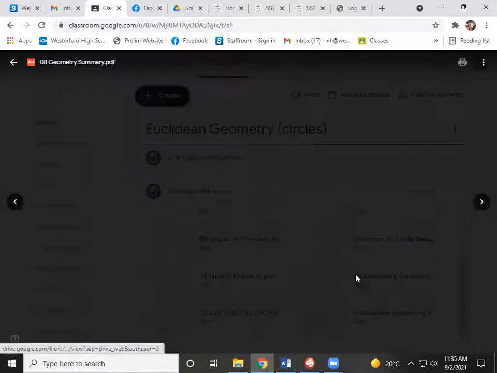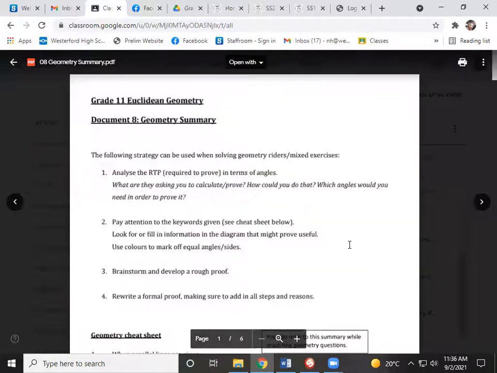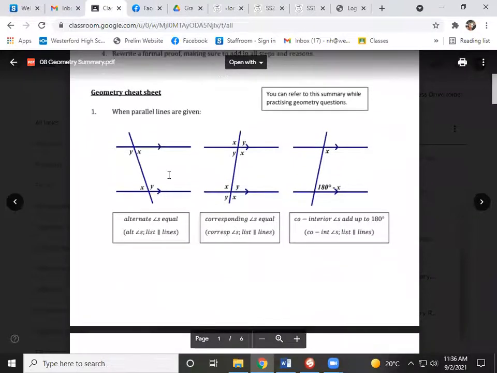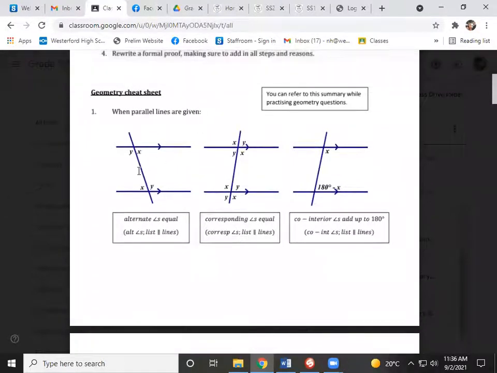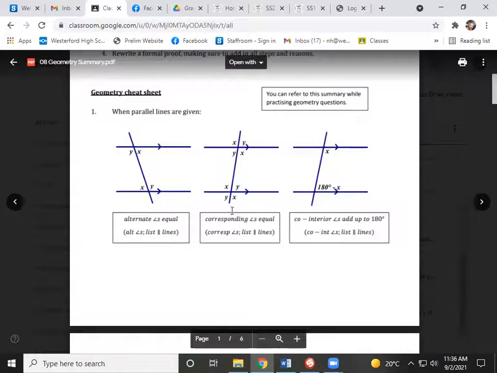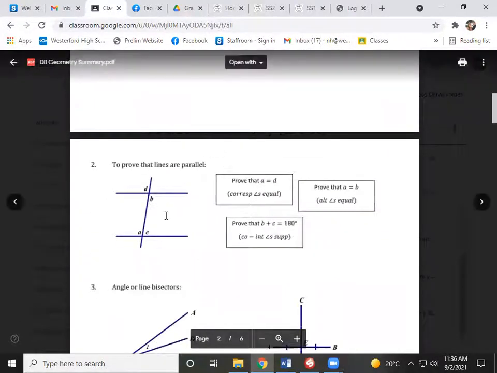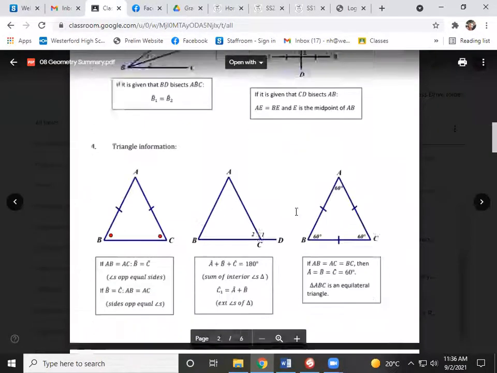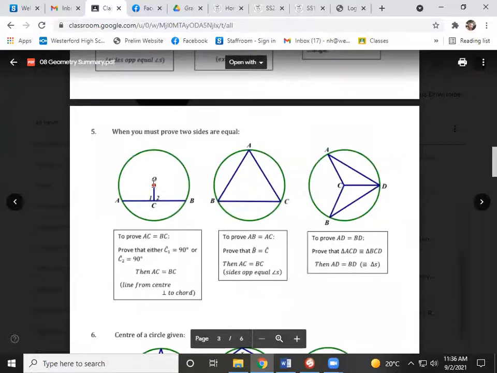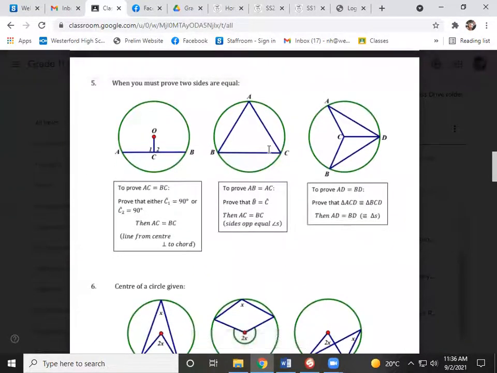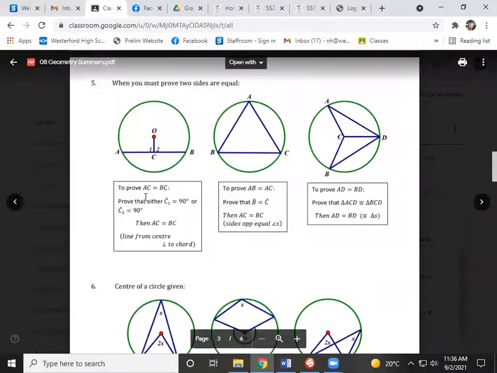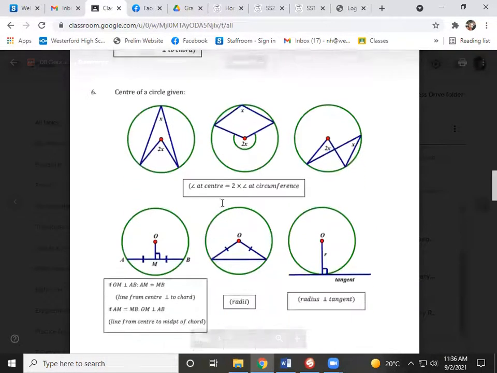It's number 8, which is geometry summary. All the different things are summarized here. It's showing you when parallel lines are given, these are the kind of things to look out for. There are the correct reasons. When you have to prove that lines are parallel, those are things that you can do, and those are the correct reasons. Information about triangles, when you must prove 2 sides are equal, it's giving you different scenarios and what you could have to look out for in those scenarios with the correct reasons.